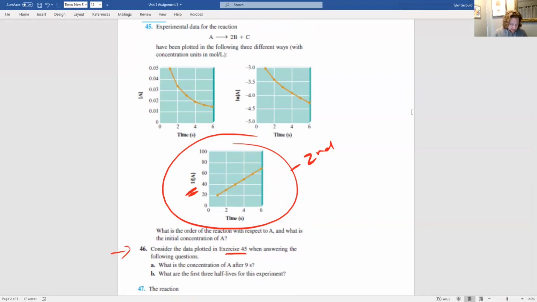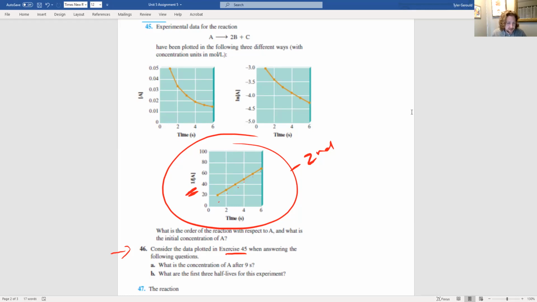And if we wanted to, we can start looking, there's points plotted there. If we need our K value, I'm just kind of thinking ahead, potential that we could do rise over run and find our K value if needed. What is the concentration of A? It's asking, what is the initial concentration? What is the order of the reaction with respect to A? And what is the initial concentration?